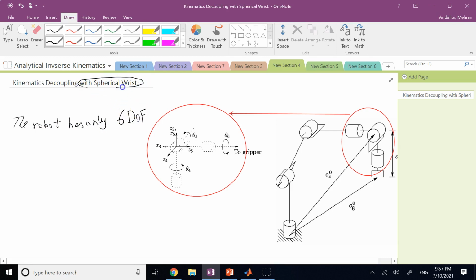And it should have what? A spherical wrist. So if the robot has only 6 degrees of freedom and it has a spherical wrist, which we talked about earlier, correct? A spherical wrist is basically a combination of 3 rotary joints that allow the end effector to take over any arbitrary orientation. The axes of actuation for all these 3 joints intersect at a single point, correct? We call this intersection point the wrist point.